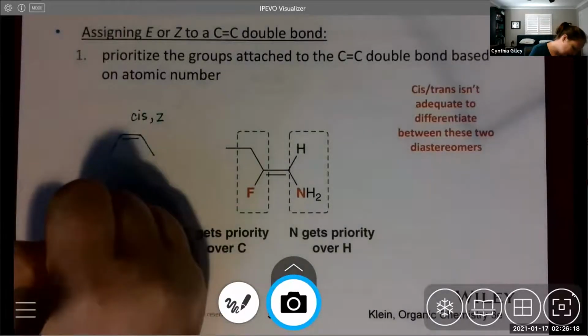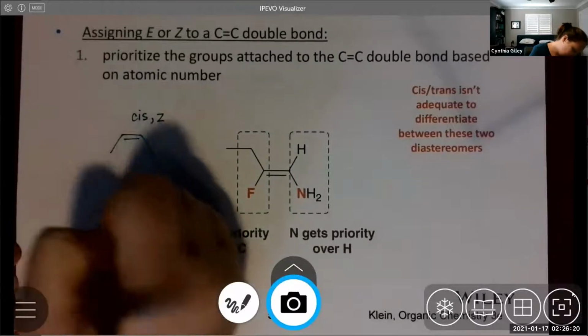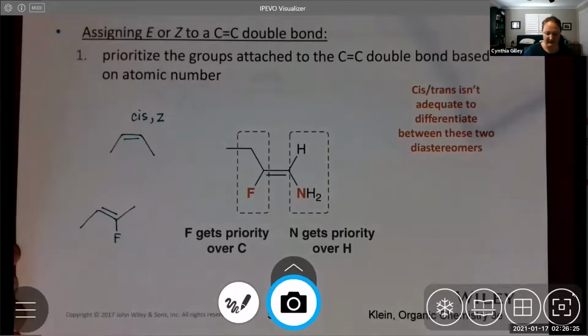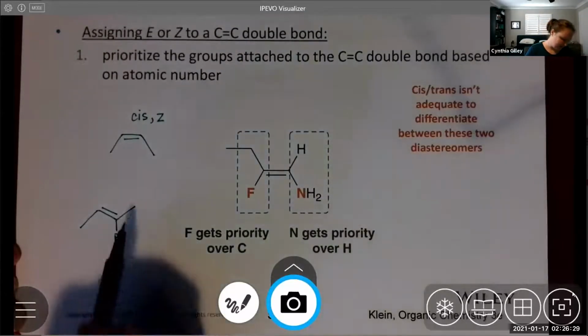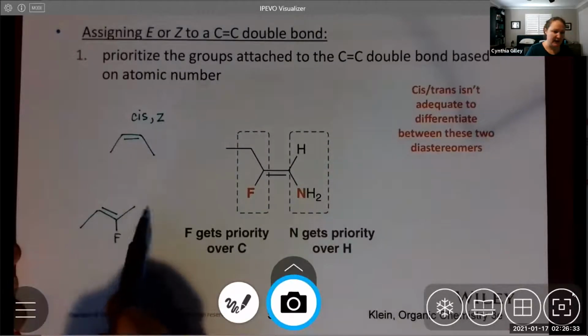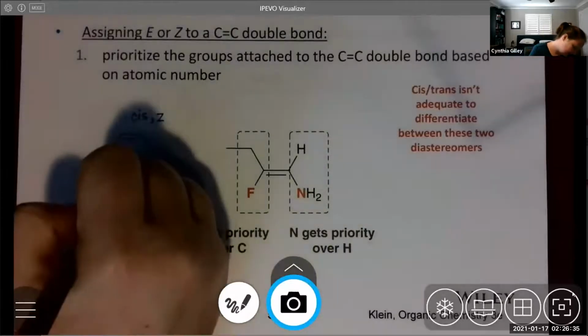Let's look at another example. What if we had a structure like this? How would we classify this? Well, if we look at the identical groups, those are the two methyl groups. Those are on the opposite side of the pi bond, so we would actually call this trans.